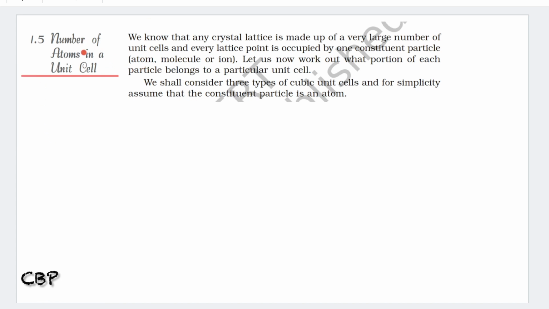Our today topic is the number of atoms in a unit cell, which means how many atoms are present in a unit cell. Now what is a unit cell? We already discussed this in our previous class. The unit cell is small.